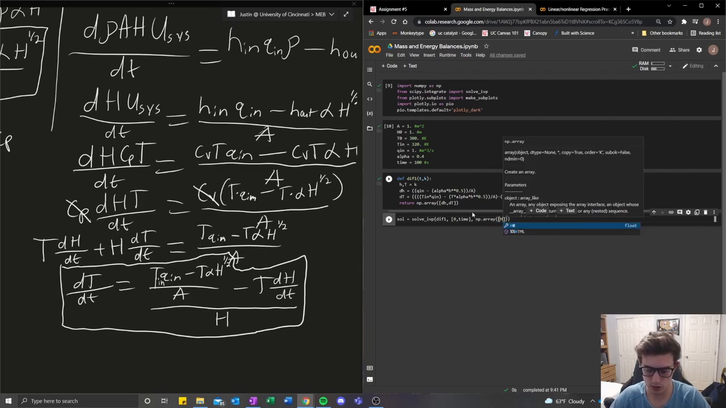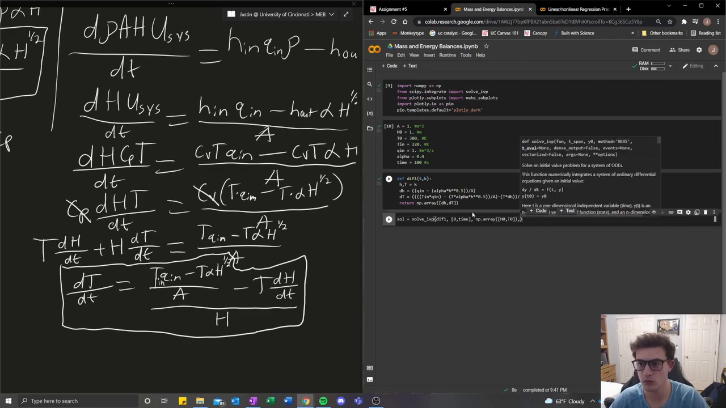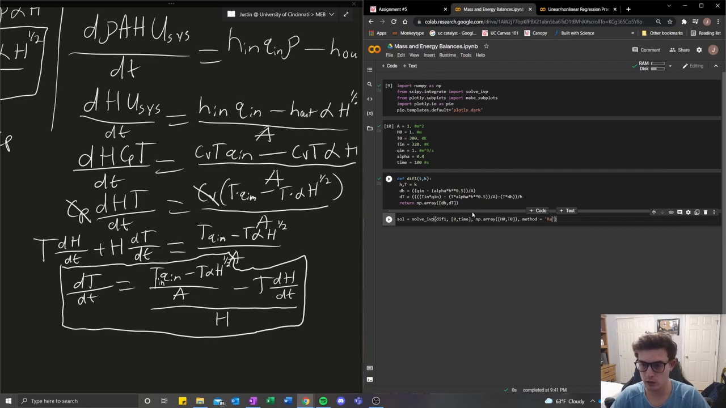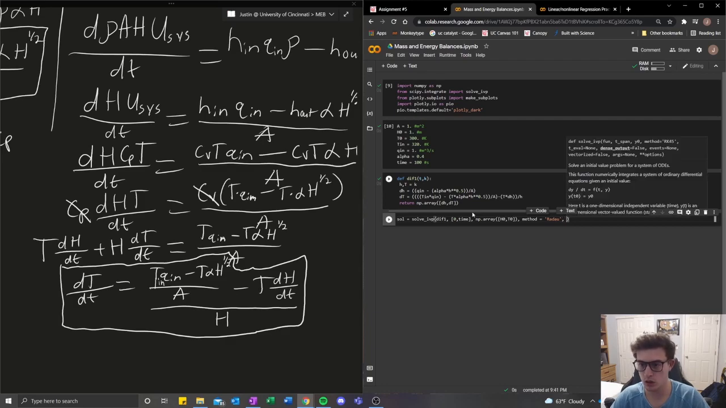Of h, the initial height, and the initial temperature. We need an array of that, and then we need our method, and the method we're going to use is called RALDEU. And then we need our dense output.